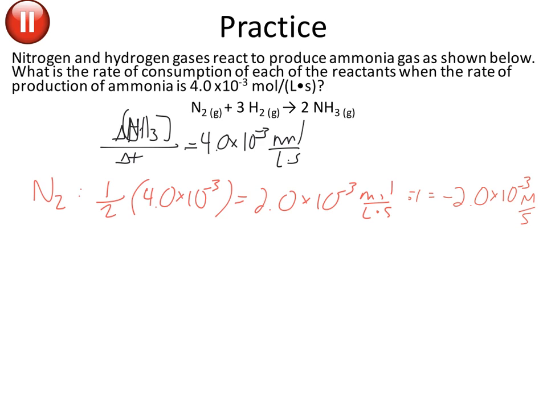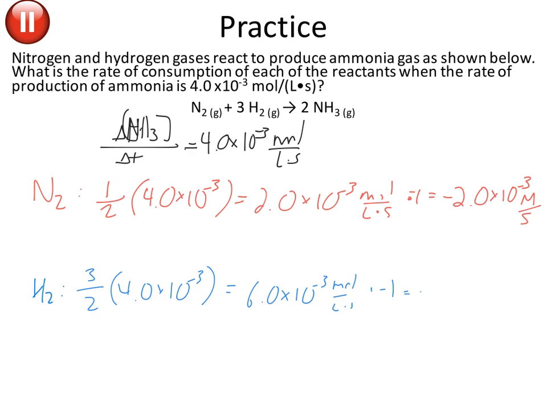So let's do the same thing for hydrogen. Hydrogen, in this case, has 3 moles for every 2 moles of ammonia. So we have 3 divided by 2 multiplied by the rate of production of ammonia, so 4.0 times 10 to the negative 3. If we take 4.0 times 10 to the negative 3 times 3 and divide it by 2, we get 6.0 times 10 to the negative 3 mole per liter per second. Now, because this is a reactant, it's being consumed, so let's multiply by negative 1, and we get negative 6.0 times 10 to the negative 3 mole per liter per second.